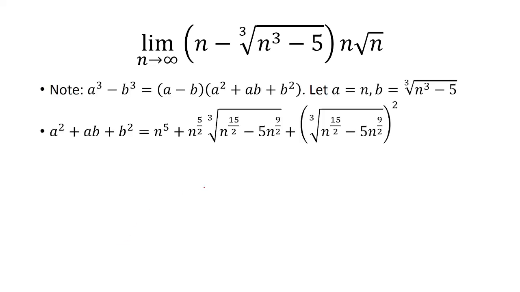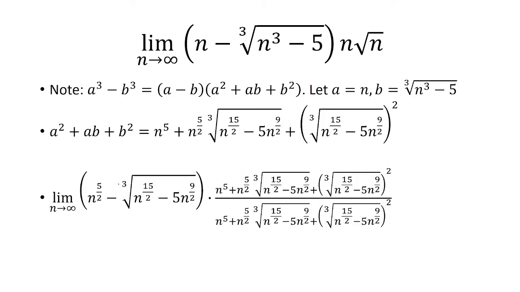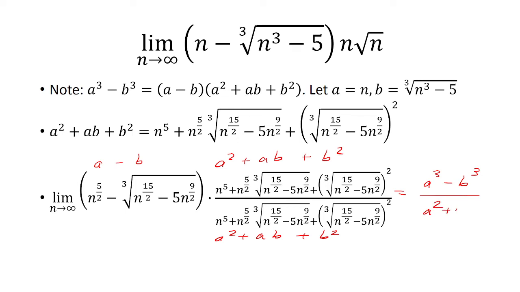Okay, now let's bring it all together. Think of this as our limit that we actually want to solve. This is the original limit with the n times the square root of n multiplying everything, which is a minus b in other words. And then this is a squared plus ab plus b squared, and that's going to be all over a squared plus ab plus b squared. So when I multiply this, I should get a cubed minus b cubed over a squared plus ab plus b squared.